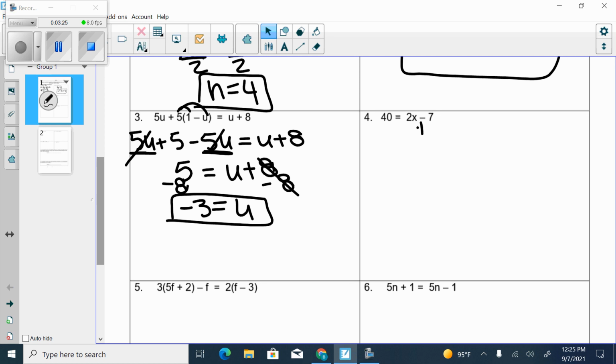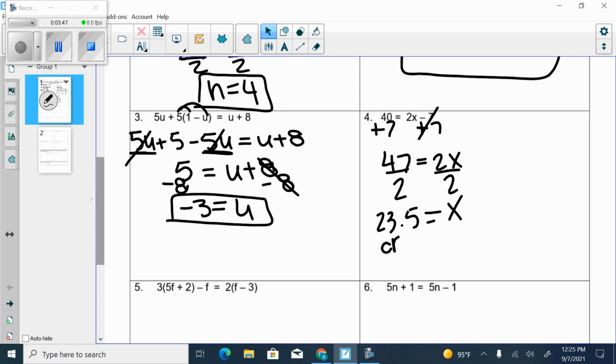Add 7. Good. And 40 plus 7 is... So 47 equals 2x. Divide by 2. Alright, 23.5, or we could leave it as the fraction, right, either one. Okay.